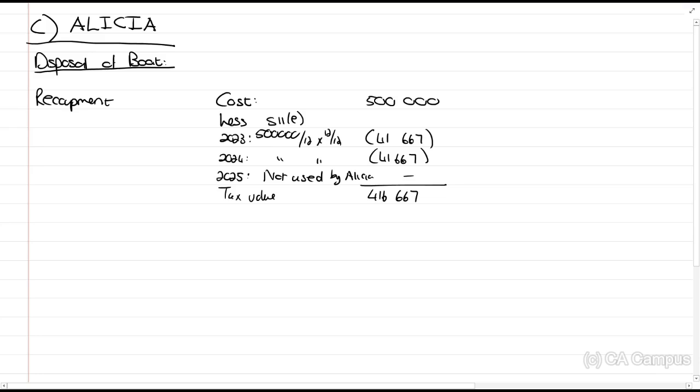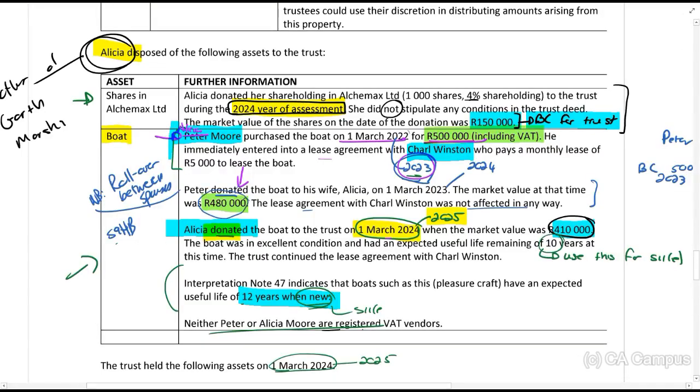Okay, so just make sure you see here, usually if there was an amount here, we're just going to remember to deduct it there, but there's nothing to deduct in this case. Okay, how much was it disposed of to the trust? They tell you it was donated when the market value was 410,000.